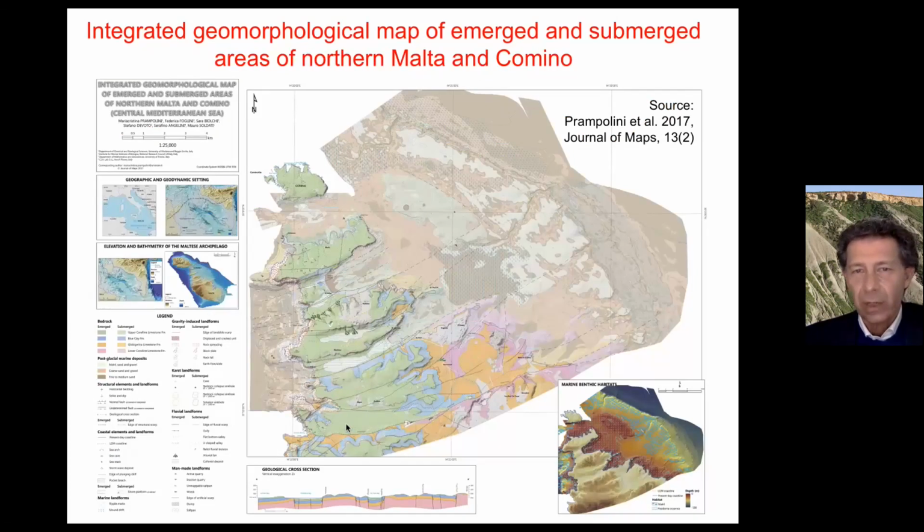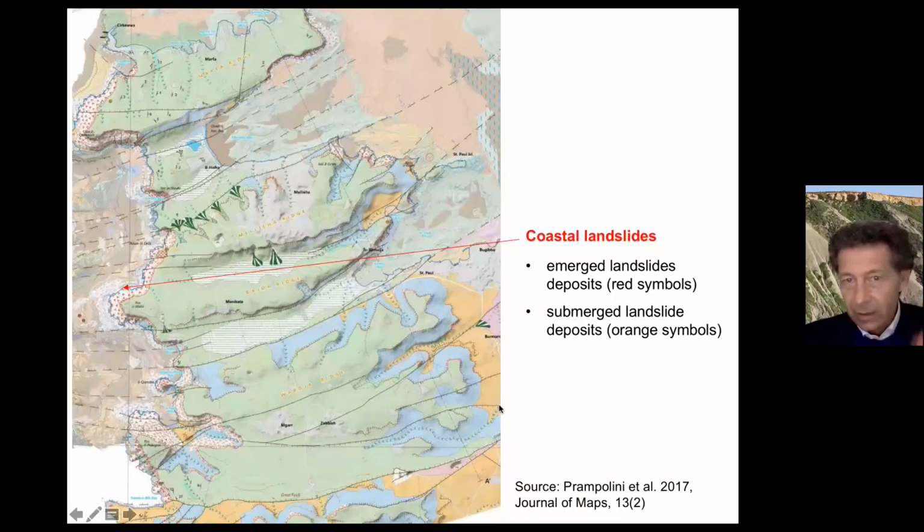But we tried to do something more. We tried to map not only gravity-induced deposits and landforms, but also other types of deposits, including fluvial and torrential landforms, karst landforms, man-made landforms, and so on. And we published this map in the Journal of Maps in 2017, and you can see that we use different colors with the same symbol to indicate portions of the landslide that are above the sea level, and parts of the landslide which are below the sea level.